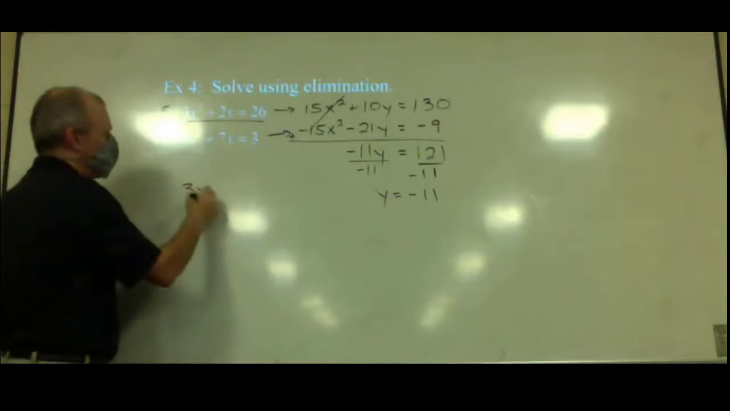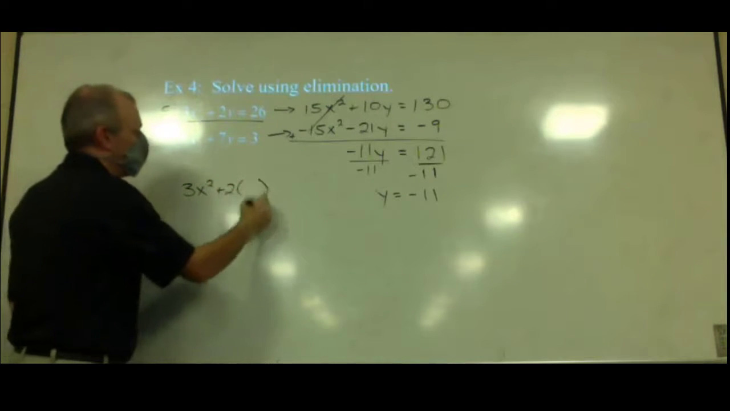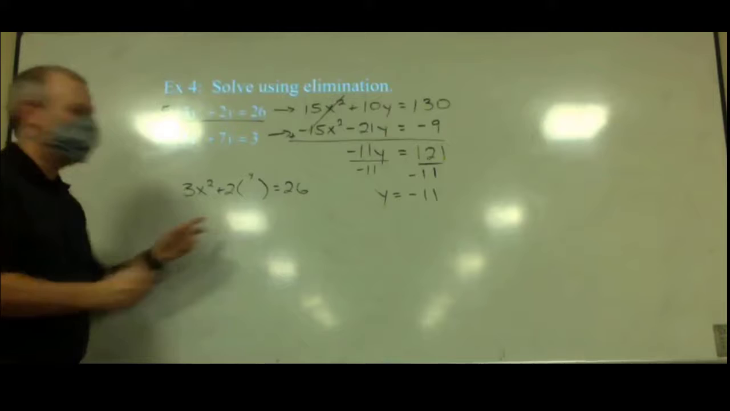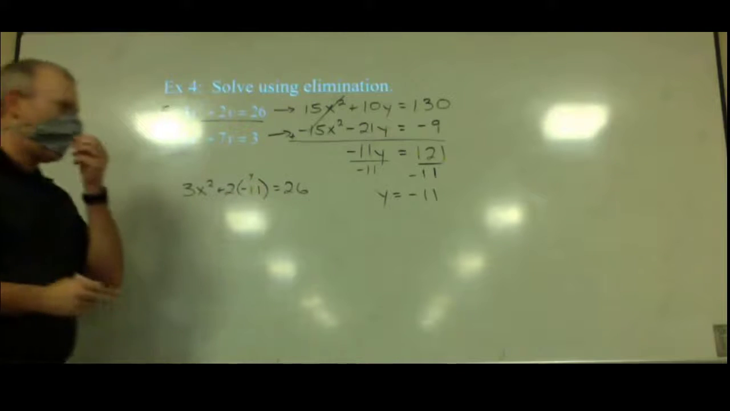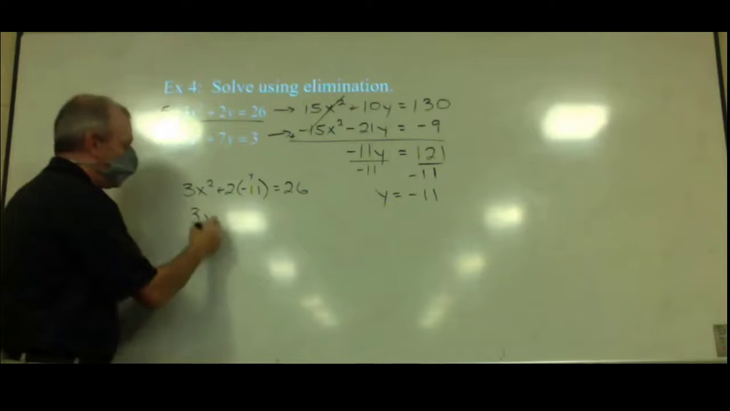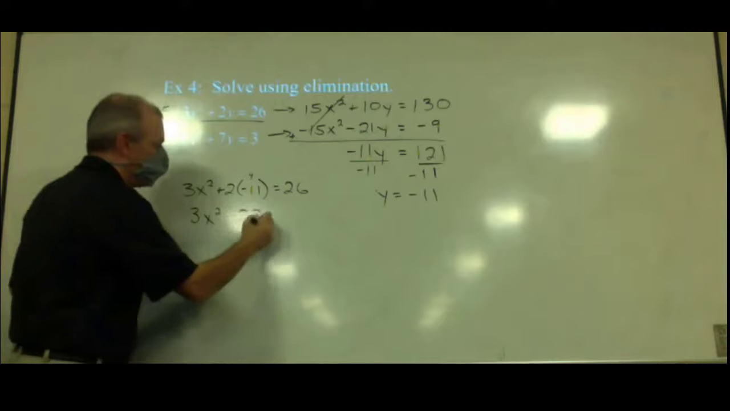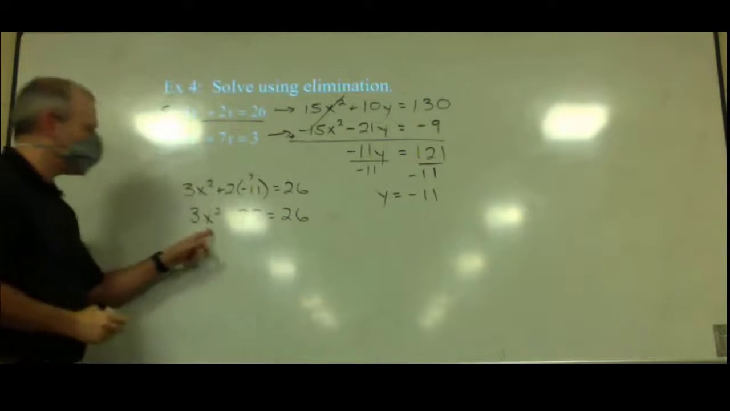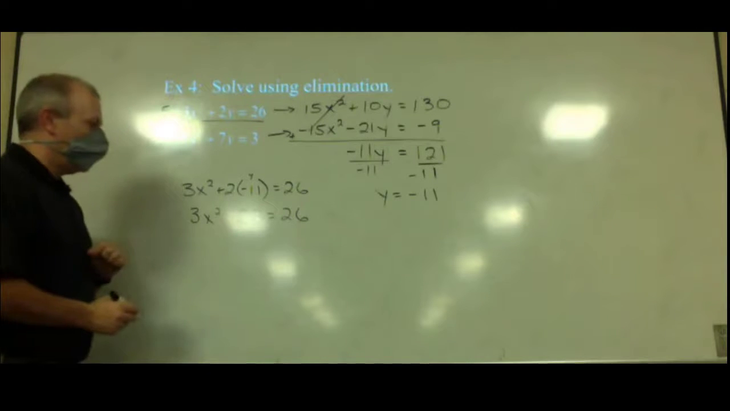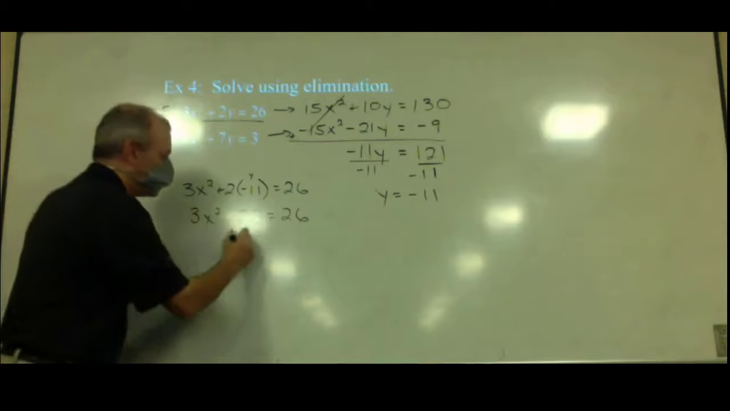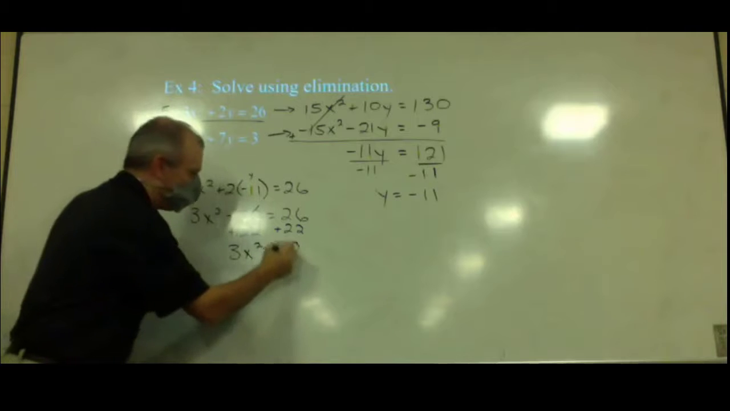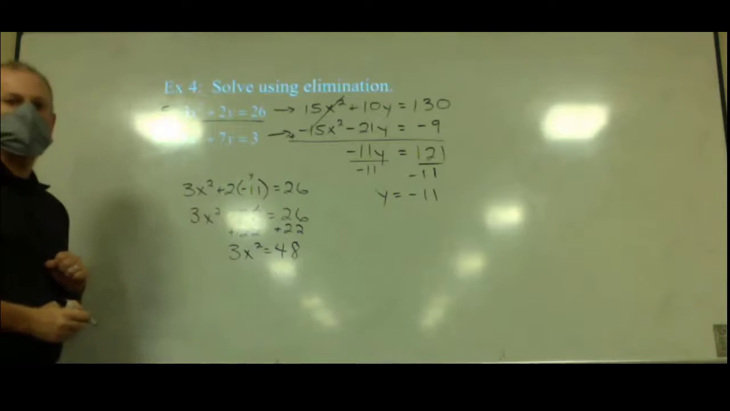We're going to have 3 times x squared plus 2 times y equals 26. And what do we just figure out that y equals? Negative 11. I should say we're going to have one y value, but we're going to end up with 2 different x values. So 3x squared, this would be minus 22 equals 26. We're trying to get that x by itself. What are we going to do next? Add 22. So cancel that. 3x squared equals 48. Then what? Divide by 3.